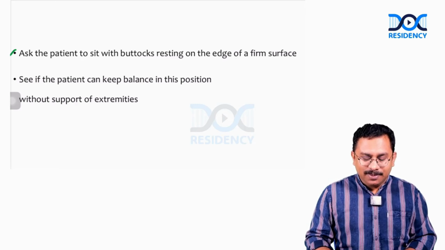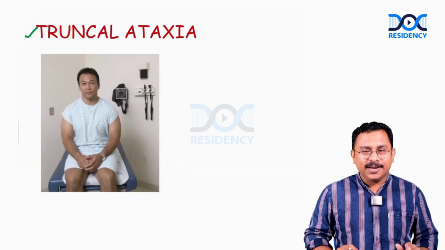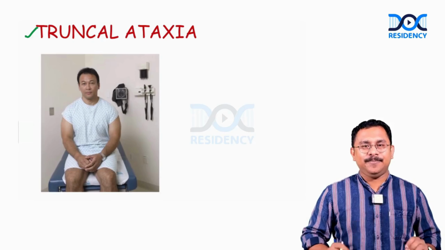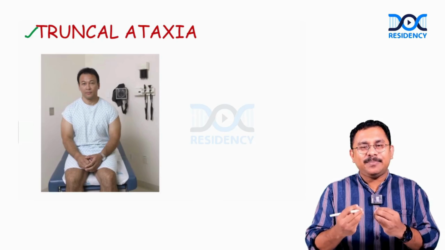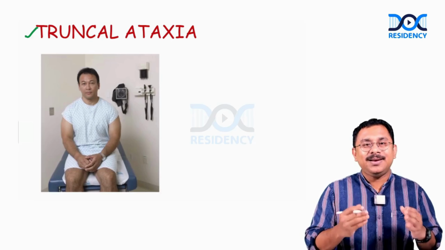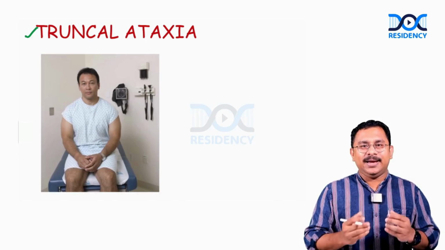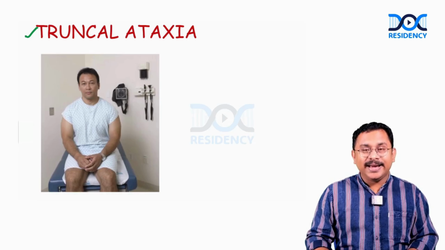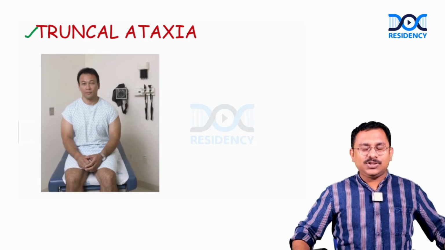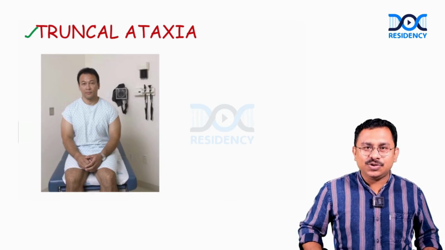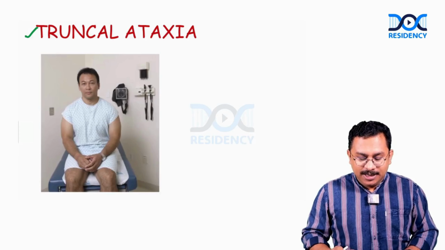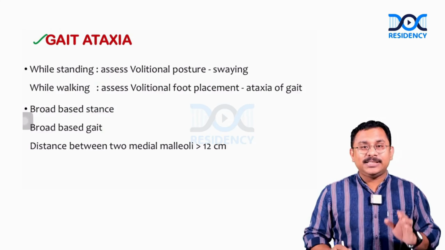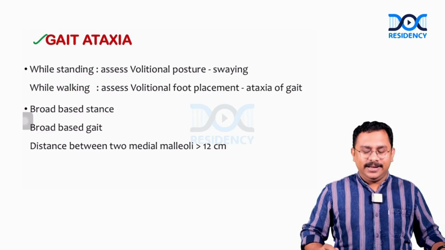Coming back to this picture, can you see here? This patient has good truncal stability, but in a patient with cerebellar dysfunction, what can happen? The trunk can sway. He might require the extremities to hold balance while sitting on that couch. Now, the third clinical feature of cerebellar dysfunction is gait ataxia.